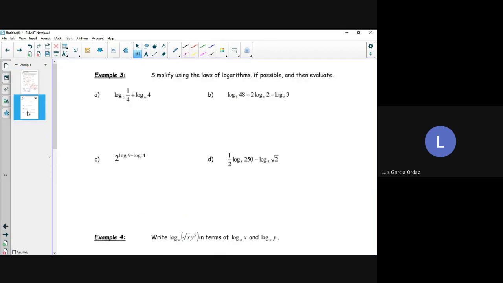Now we're going to move on to the last few examples, and then you guys are free to go. So we want to simplify using the laws of the logarithms, if possible, and then evaluate. So the first one we have is log base 6 of 1 over 4 plus log base 6 of 4. So how would we be able to simplify this?